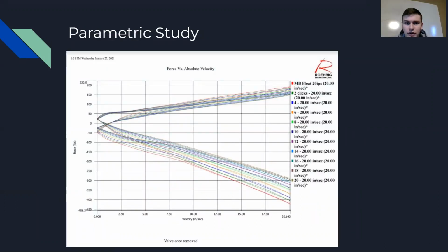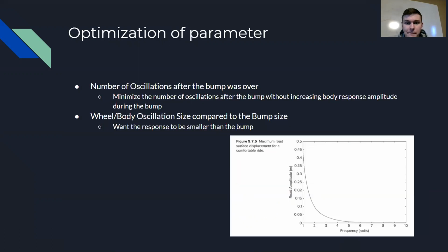Looking at a parametric study of this, here is a range of values for the damping coefficients. We played around with the different ones until we got the results we wanted. For the optimization of the parameter, like Tristan was saying earlier, we looked at the number of oscillations after the bump was over. Basically, we were looking to minimize the number of oscillations after the bump without increasing the full body response amplitude during the bump. We also looked at the wheel and body oscillation size compared to the bump size, and essentially we want the wheel and body oscillation to be smaller than the bump.